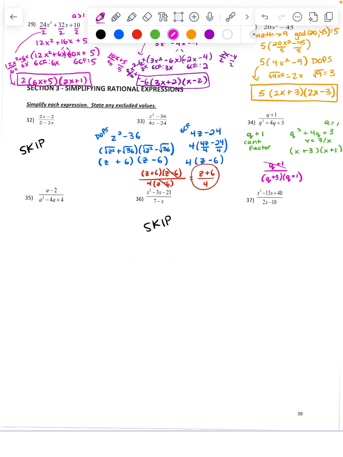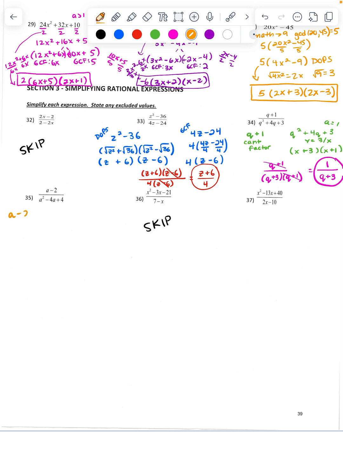What I notice is that the plus 1's match perfectly, so I can cancel them out. Because the q plus 3 is in the bottom, it has to stay there. And so I don't have anything in the top, so I'm just going to put a placeholder 1 there so that it holds the spot of the numerator.